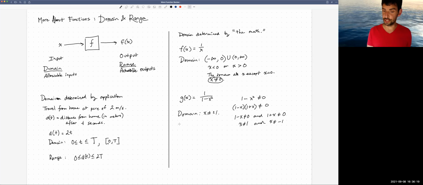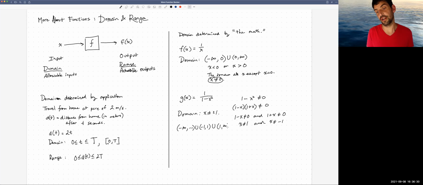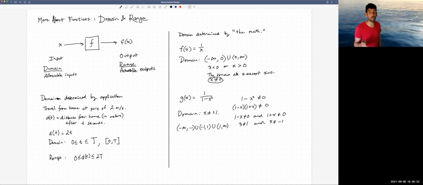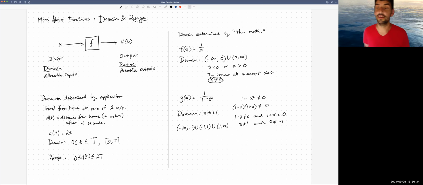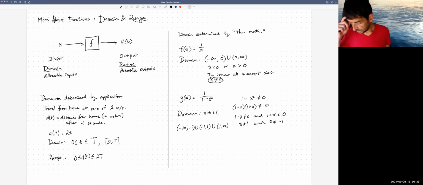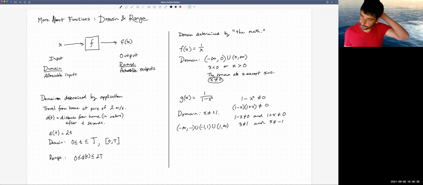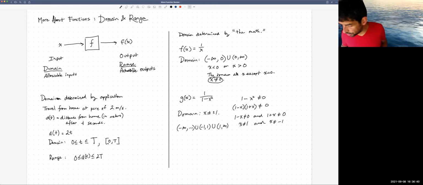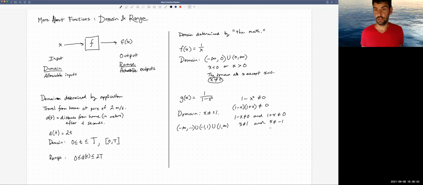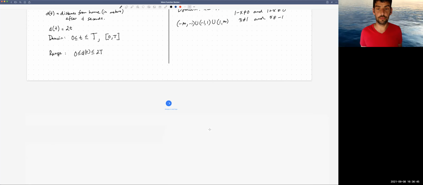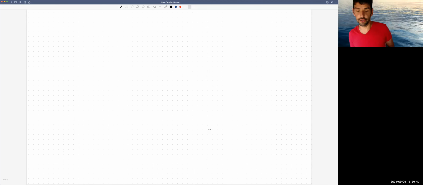A more convoluted way to write this might be something like -infinity to -1, -1 to 1, union with 1 to infinity, right? So we're getting all the numbers except skipping over those two places where we have an issue. Okay, let's do one more. Actually, let's not do one more, or we will do one more with domain, but let's do something first.